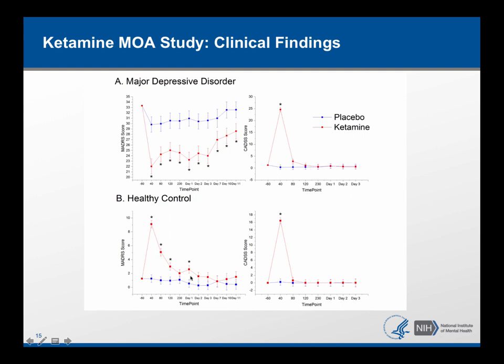Unexpectedly, in our healthy subjects, we actually saw a rapid increase in depressive symptoms, and these symptoms were significant out to day 1 and were primarily accounted for by symptoms in the domains of anhedonia and anxiety.